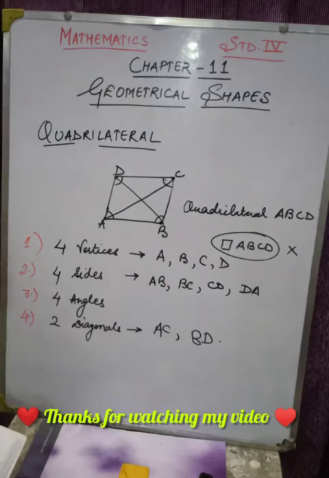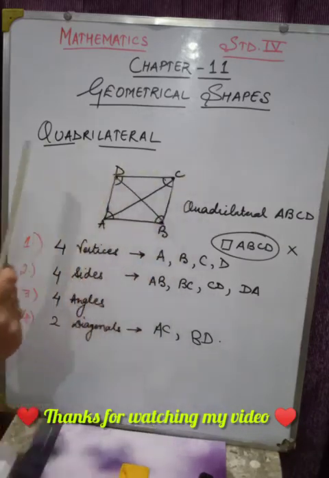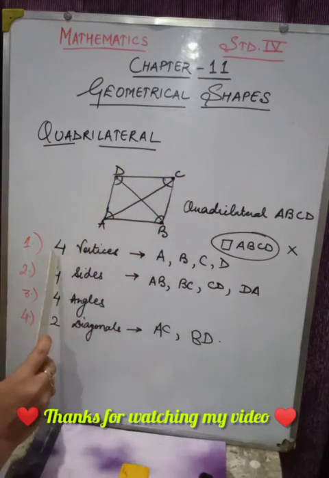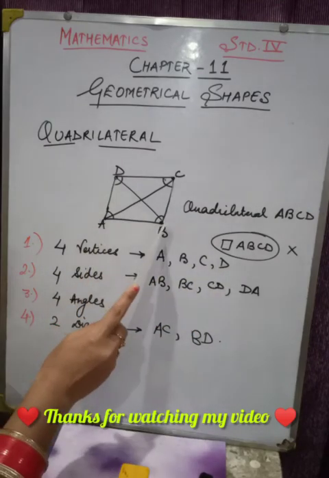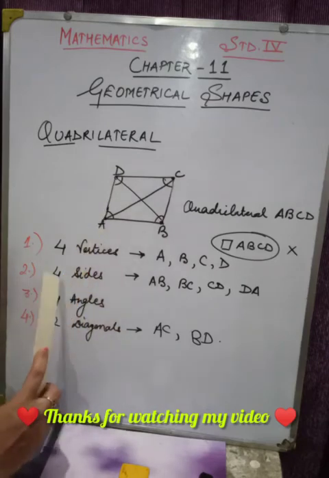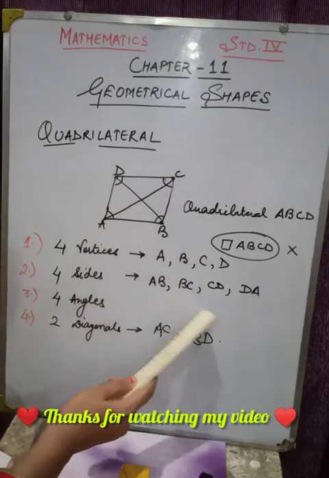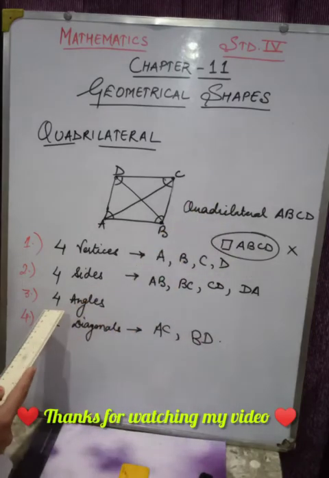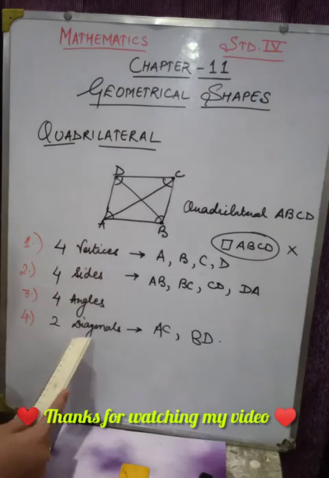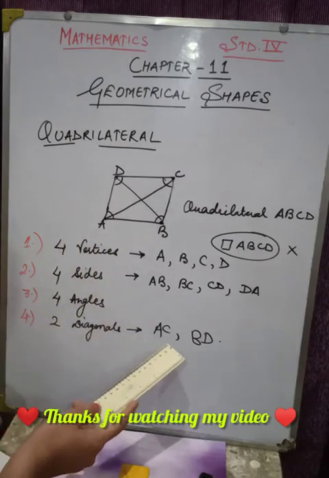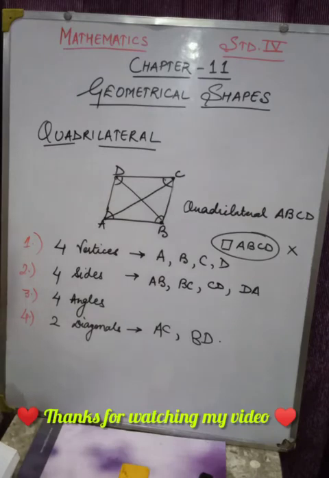This was all about your quadrilateral. What is quadrilateral? Quadrilateral is a 4-sided closed figure. It has 4 vertices, that is A, B, C and D. Vertices means all the corners. It has 4 sides, AB, BC, CD and DA. It has 4 angles, angle A, angle B, angle C and angle D. It has 2 diagonals, AC and BD. So this is all about quadrilateral. Let's come to the next part.